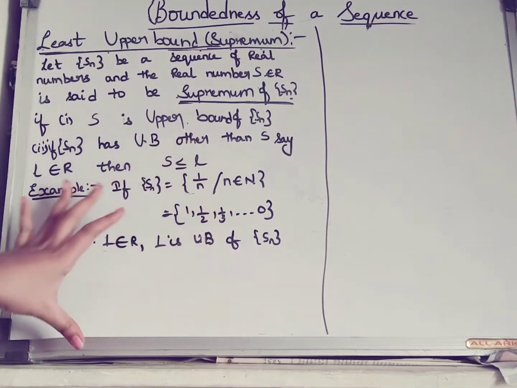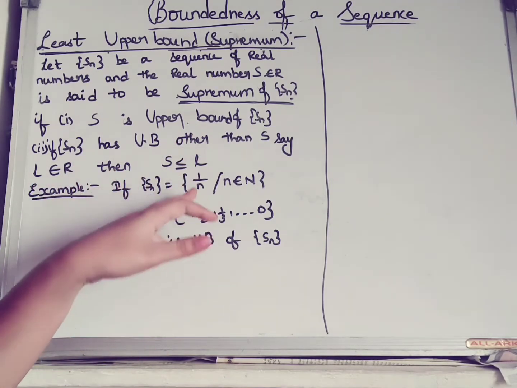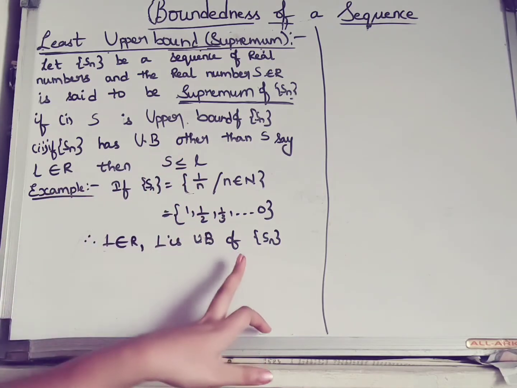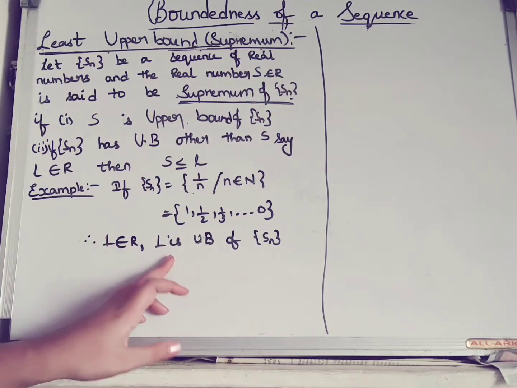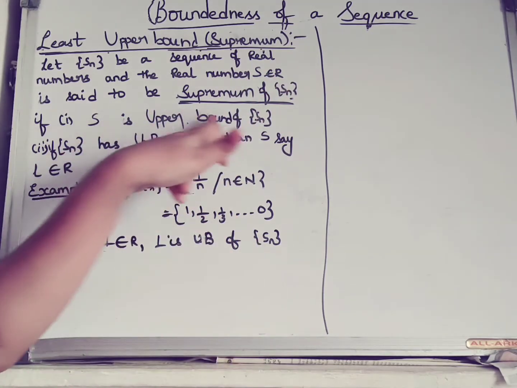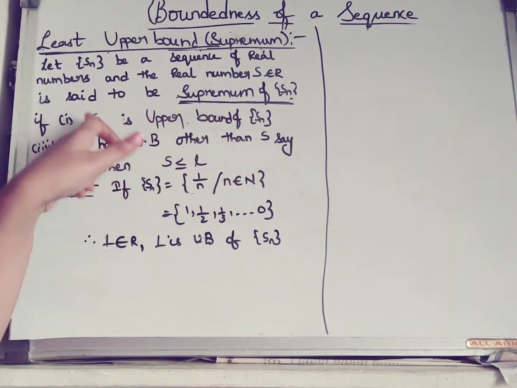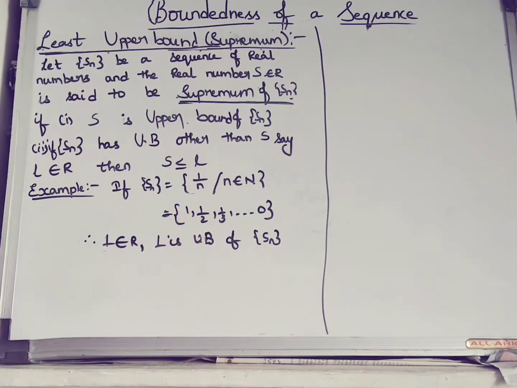Next, see here an example. If sequence Sn is equal to 1 by n, same example. What is our upper bound here? 1 is the upper bound of sequence Sn. Is 1 a real number? Yes, 1 is a real number. So 1 belongs to R. First condition, 1 is the upper bound of sequence Sn. Here S is the upper bound of the sequence Sn. In place of S, what do we have here? 1. So 1 is the upper bound of sequence Sn.